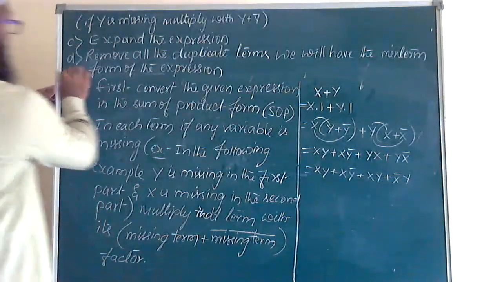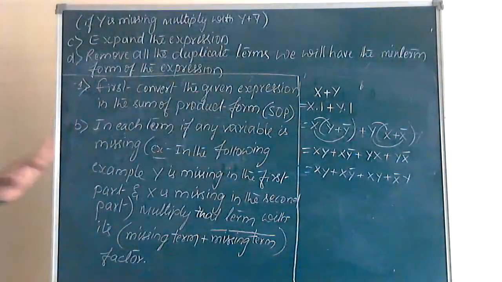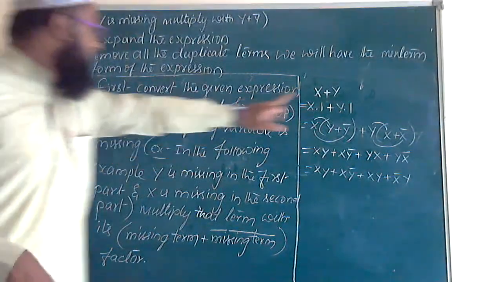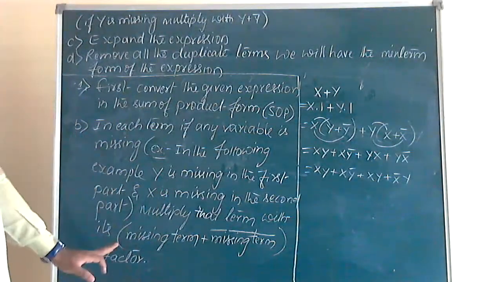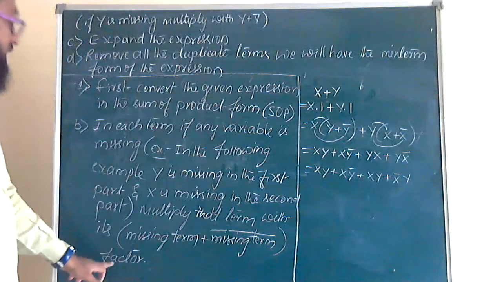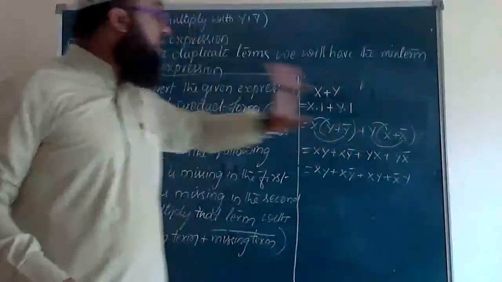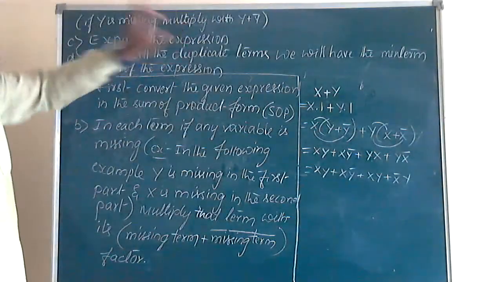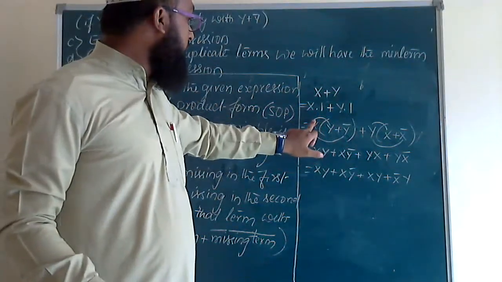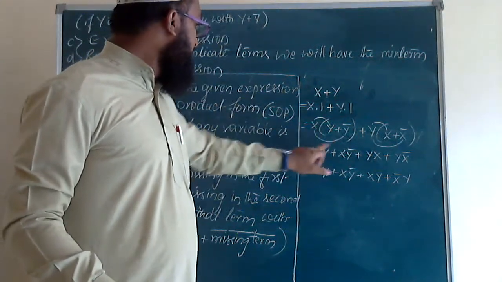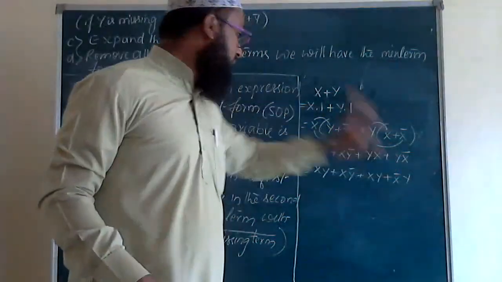See, I will put a line here so that you can understand. First, convert the given expression into sum of product form. If in each term any variable is missing, just like if y is missing or x is missing, multiply that term with its factor. If y is missing, multiply with y plus y bar. If x is missing, multiply with x plus x bar. Then expand the expression. How will you expand? Just multiply x into y plus x into y bar, plus y into x plus y into x bar.